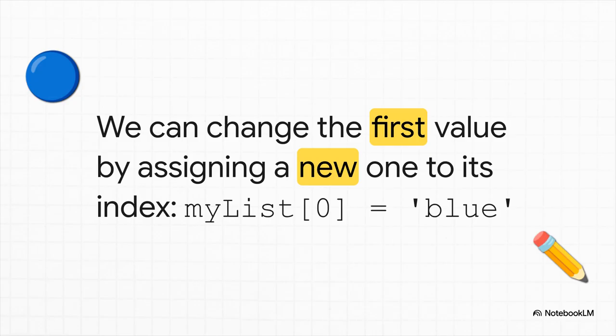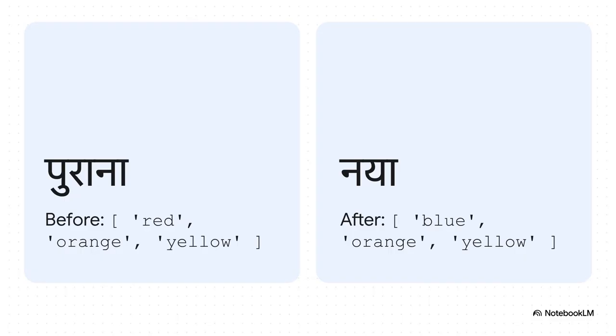Then we just use an equal sign to give it a new value. We're basically telling Python, hey, whatever was at index 0, forget about it. I want it to be blue now. And boom, the result is exactly what you'd expect. The original red that was at index 0 is gone, and it's been replaced by blue. The rest of the list? Totally untouched. You have precise control to change your data whenever you want.